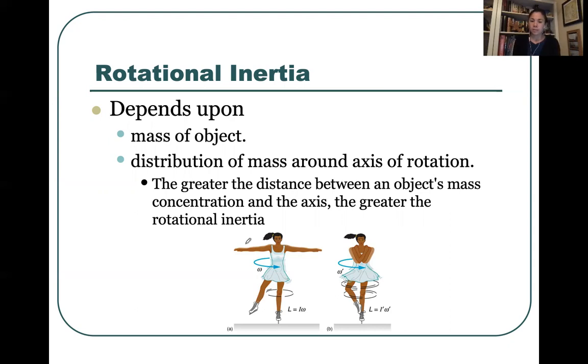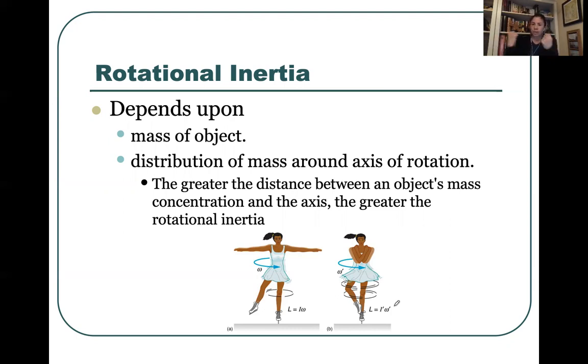And you can see that we have the skater here using just that. Don't worry about this part here. That's something that we'll tackle later when we talk about angular momentum. But you can see that by extending the arms, we have a greater rotational inertia, and that means that you can essentially rotate slower.